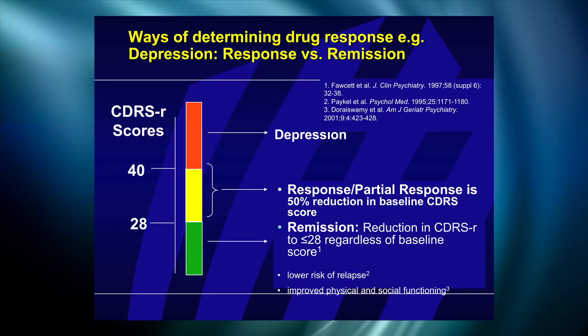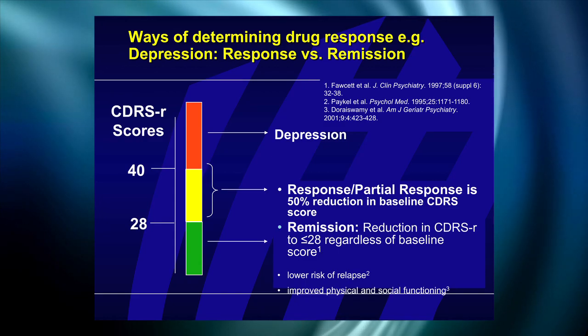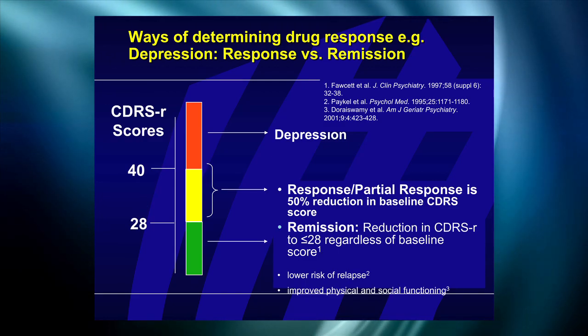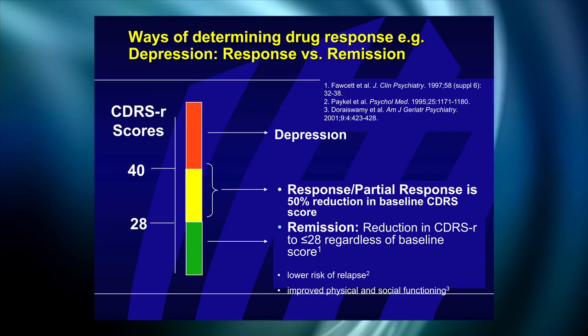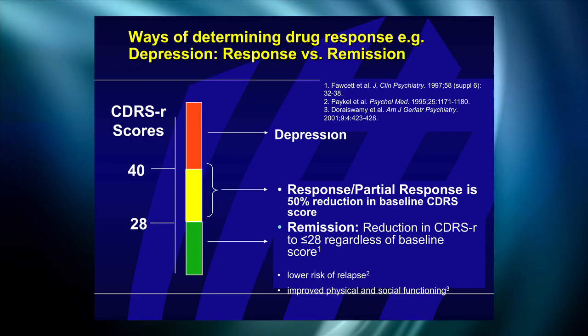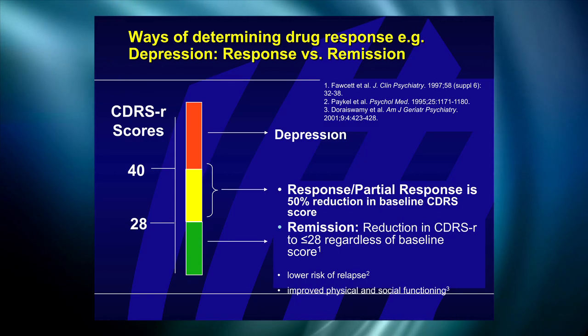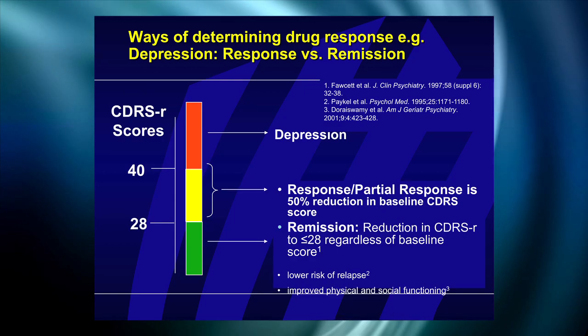Often a metric of improvement will be a response rate, a 50% drop, or a partial response rate. And if the person is severe enough, if they have a 60 or 70 on the Child Depression Rating Scale, you can get a 50% response and still be significantly symptomatic in this yellow zone. A remission, meaning that you're really no longer significantly symptomatic, is a score below 28.